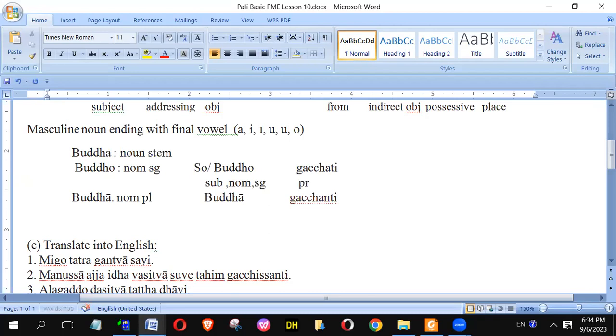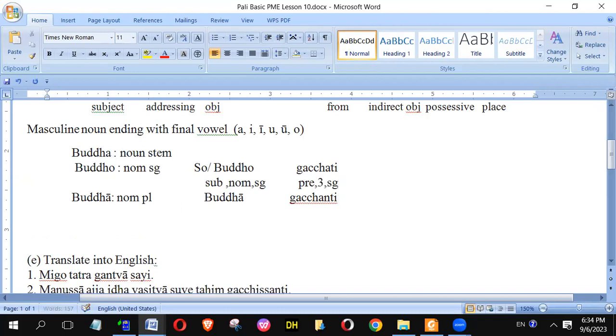So this is present tense, third person singular. This is also the same. This is also subject. It's nominative plural, and then this is present tense, third person plural.